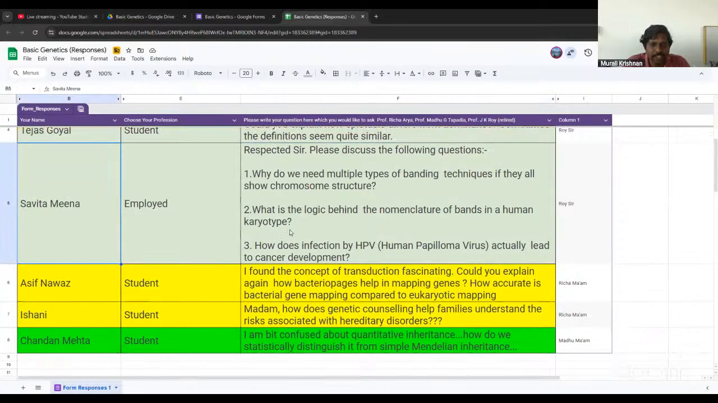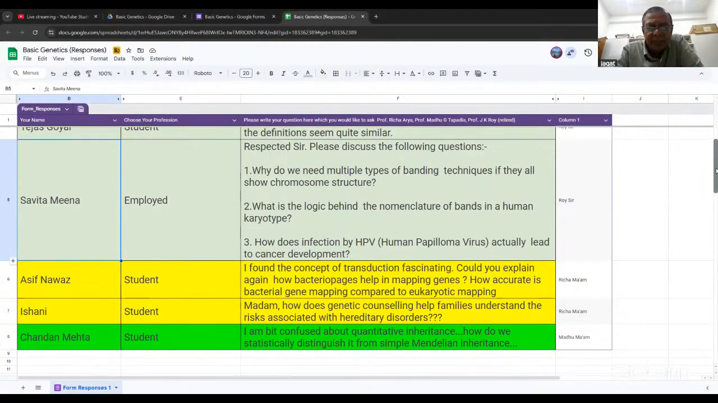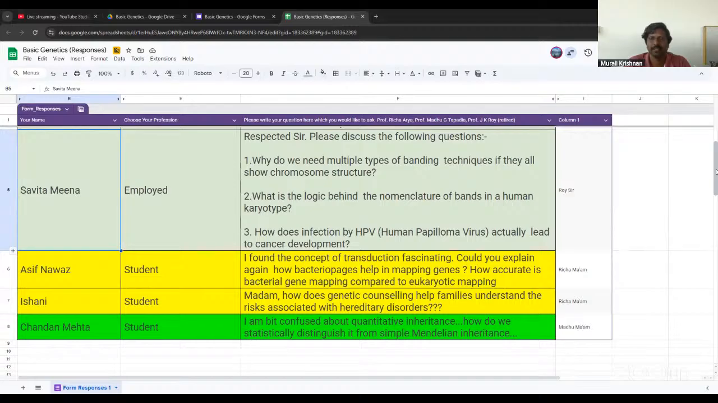So the next set of questions is posted by Ms. Savita Meena. Let us look at the first question. The question is, why do we need multiple types of banding techniques if they all show chromosome structure? Yes, Roy sir, the answer to this is, we are talking about different types of banding.